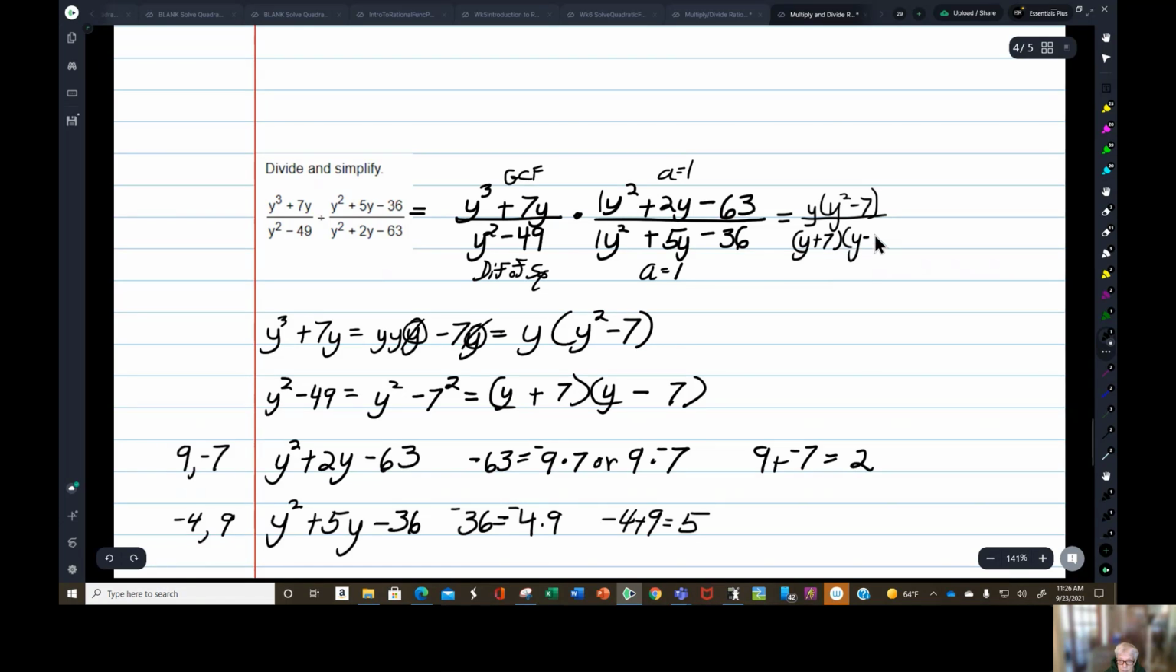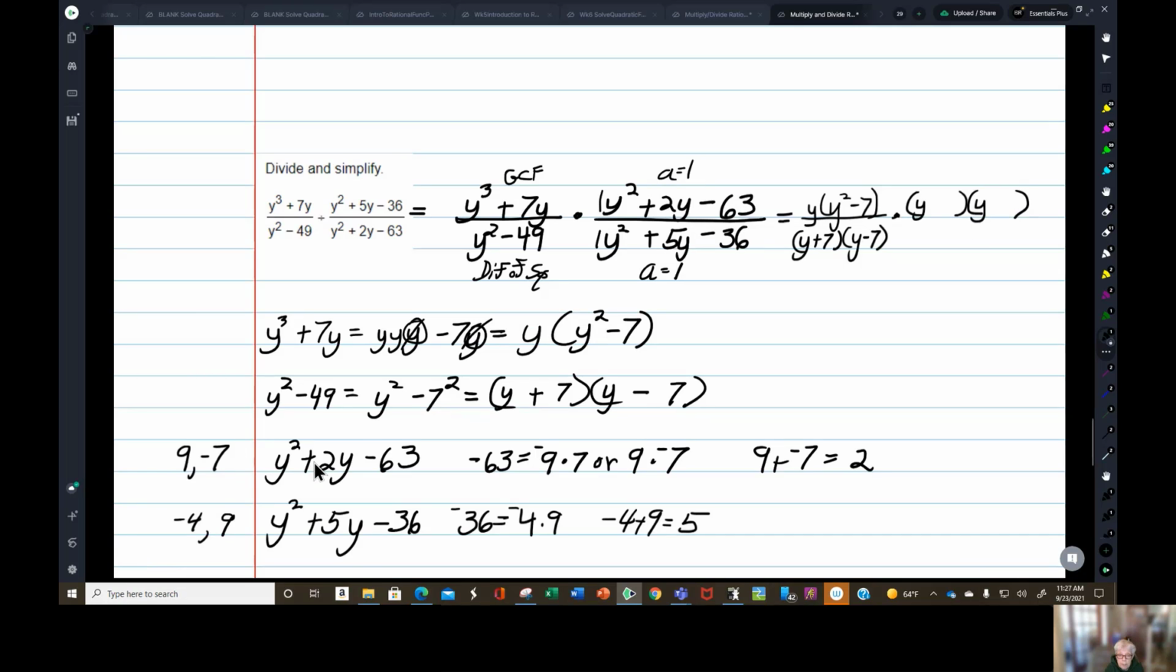Y times y squared minus 7 over y plus 7 times y minus 7. These look almost alike, but the fact that that's a y squared and that's a y means that this set of parentheses is not exactly like that set of parentheses, so I can't cancel them. Wouldn't you know? Okay, we'll have a y and a y.